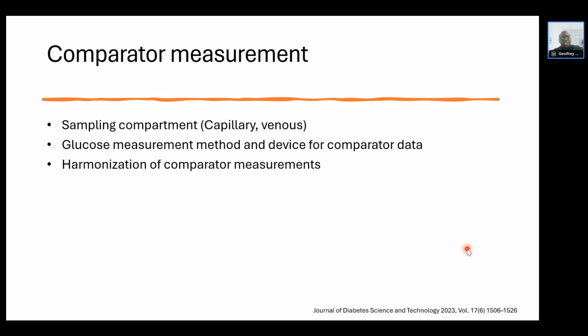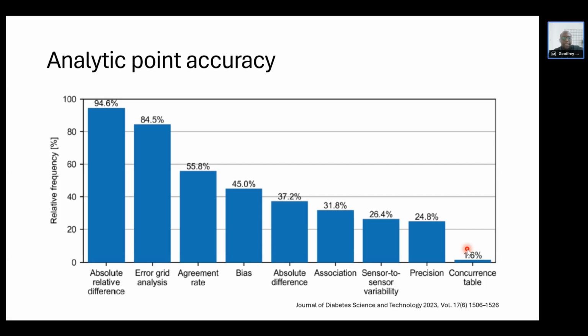So these are some of the challenges when it comes to identifying what is the ideal comparator when you're evaluating a CGM. Now, as I did mention, accuracy is very important as a parameter when you're assessing or evaluating a continuous glucose monitor. And if you look at published literature on reporting analytic point accuracy, there appears to be no consensus on which is really the best method to report accuracy.